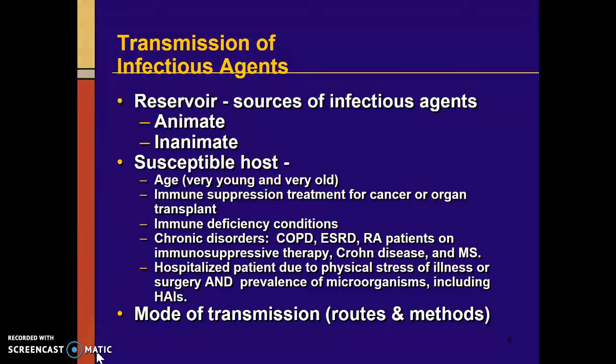There are also some other immune deficiency conditions like HIV and AIDS that make the patient's immunity very low and not able to combat infections. And then a lot of the chronic disorders that people have, like COPD, end-stage renal disease, rheumatoid arthritis, patients are sometimes on a specific kind of immunosuppressive therapy to decrease their inflammation. Crohn's disease patients and patients with multiple sclerosis.